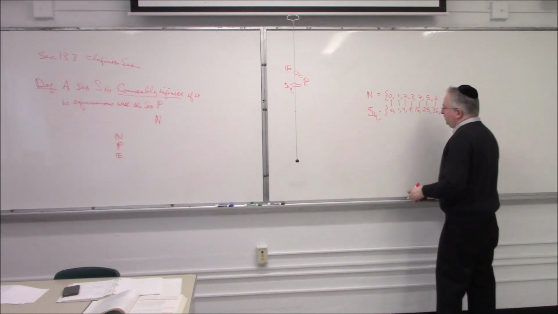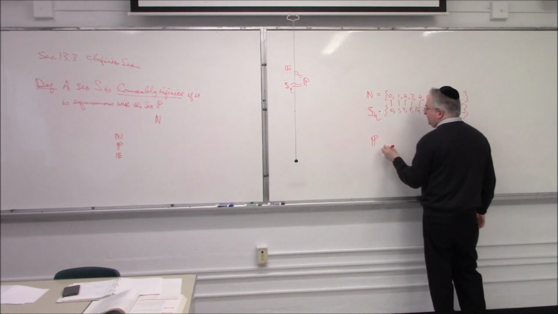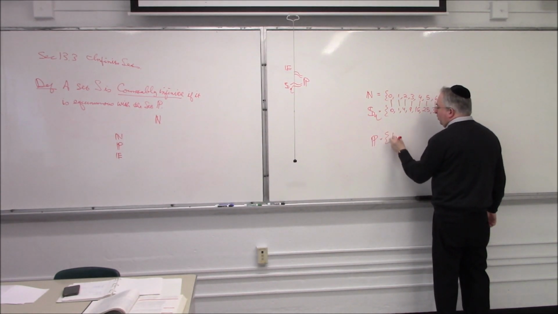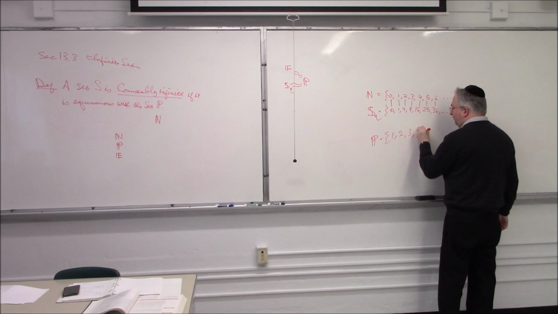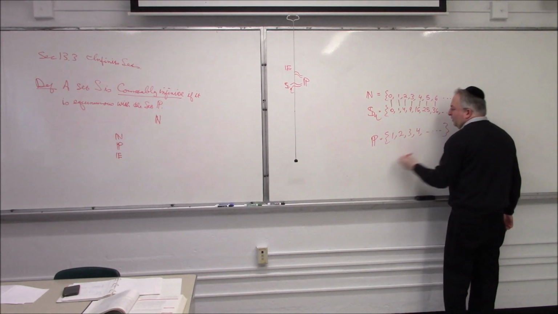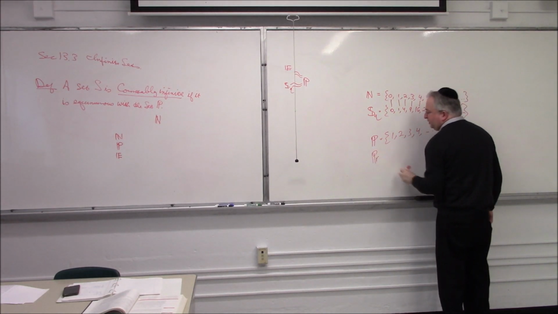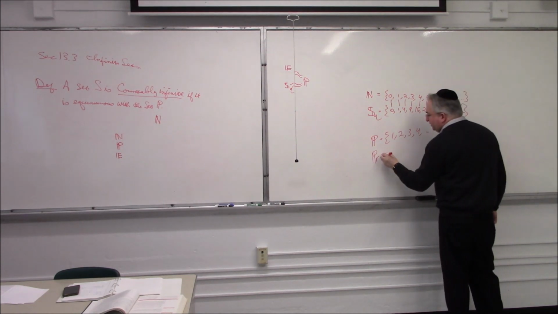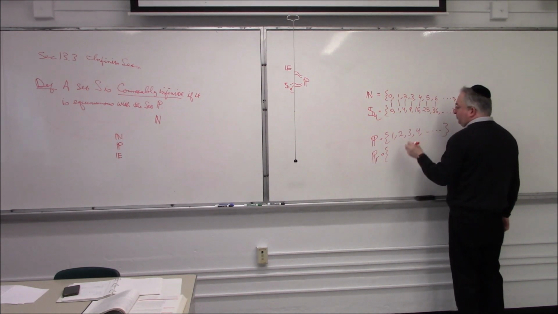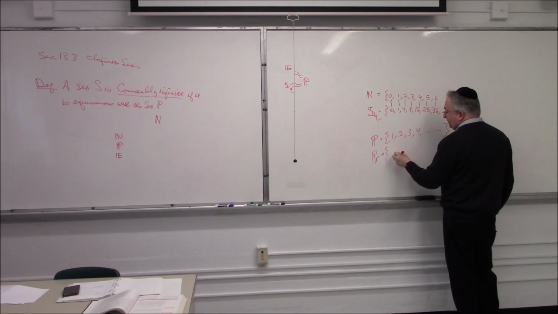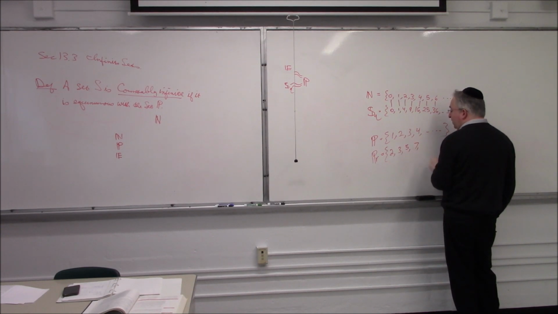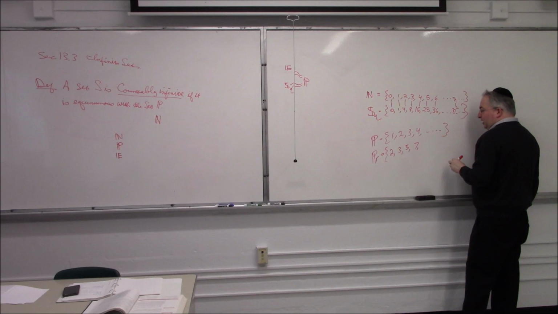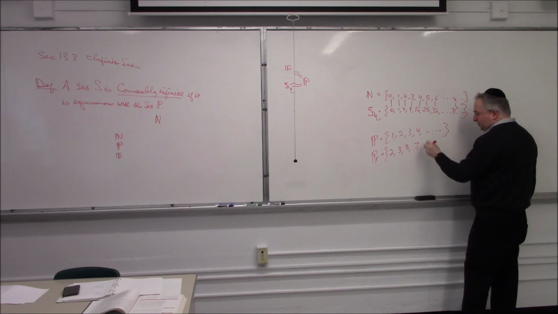Here, we'll do this with the positive numbers. Positive numbers are 1, 2, 3, 4, dot, dot, dot. The prime numbers, PR for prime. What's a prime number? Any number that doesn't factor into smaller numbers. So 2 is a prime number, 3 is a prime number, 4 is not, 5 is a prime number, 6 is not, 7 is a prime number, 8 is not, 9 is not, 10 is not, 11 is a prime number.